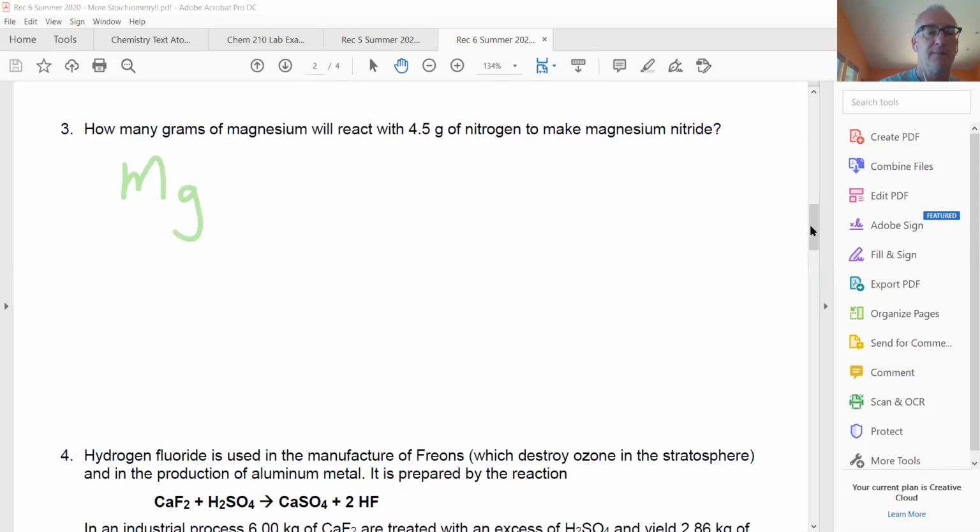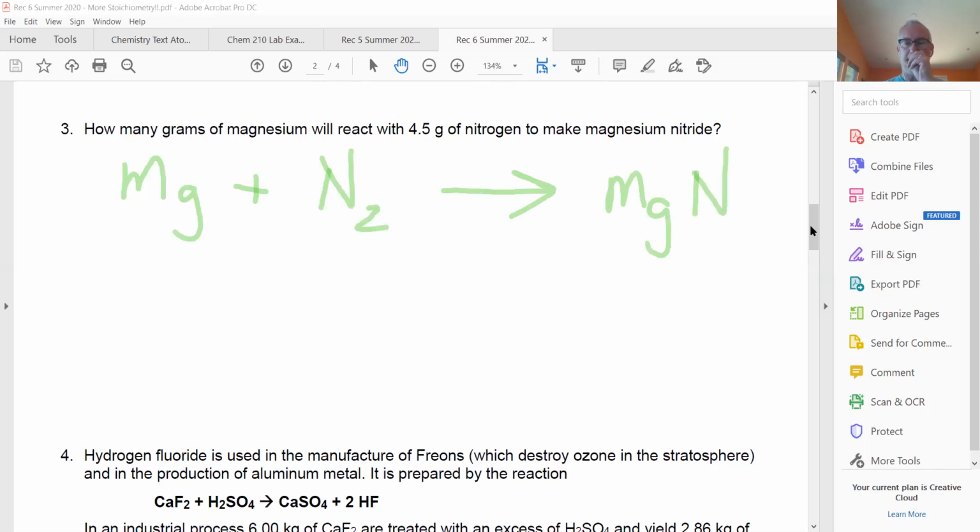So our reaction is magnesium plus nitrogen. And it's nitrogen, do you just put N? Would it be N2? Yes, it would be N2. And it makes magnesium nitride. So that's MgN. What's the formula for magnesium nitride? So the charge on magnesium is always something. What is it? Plus?